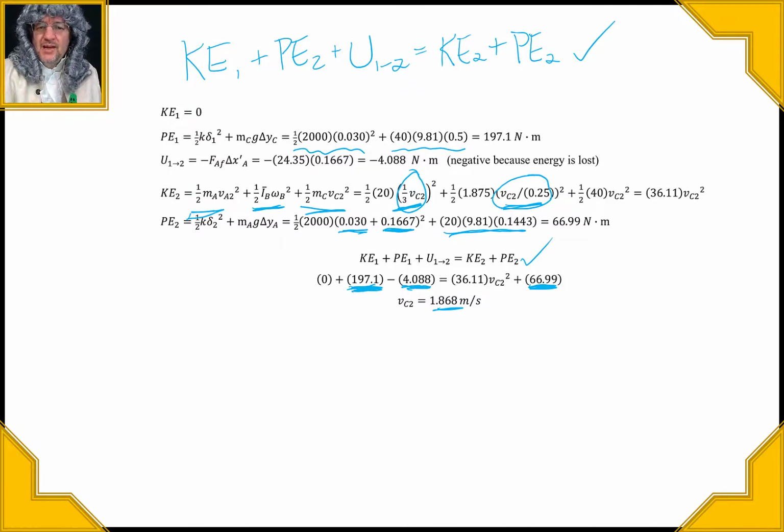Be mindful, if you end up with a negative number and then you have to take the square root of it, you've made a mistake somewhere. So that's another good thing about having these in-between steps where you're finding out the magnitudes. They really do help you isolate: okay, what could have gone wrong if we get something that doesn't make physical sense? Right, so that is the answer. Velocity of c at state 2 is 1.87 meters per second.